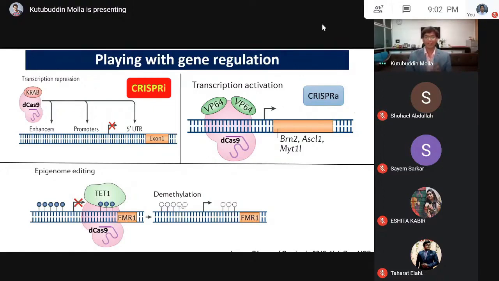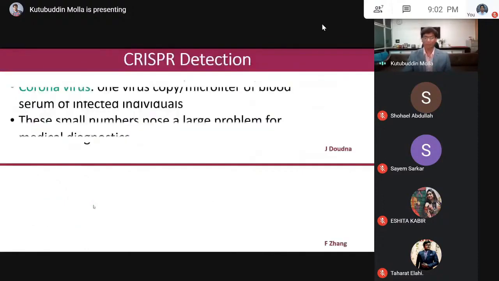This blank round shaped structure is signifying the demethylation. So the TET1 will perform the demethylation, and what dCas9 does here is take the TET1 to that promoter. Okay, so this is called epigenome editing. So like that, you could also increase the gene expression of a gene by editing the epigenome portion.